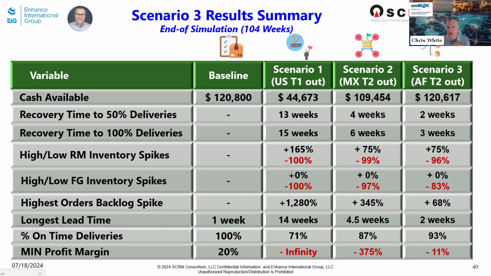Our highest backlog in orders is only 68% high. Our longest lead time is 2 weeks now, and we're able to deliver 93% with a minimum profit margin. The worst we ever are is negative 11%. So, it's actually better than scenario 2.